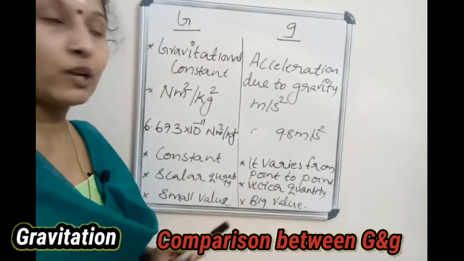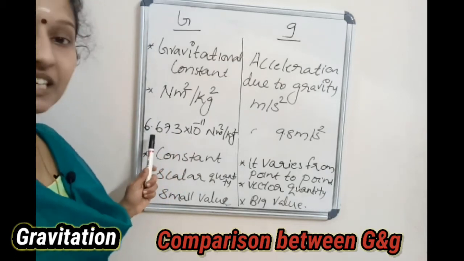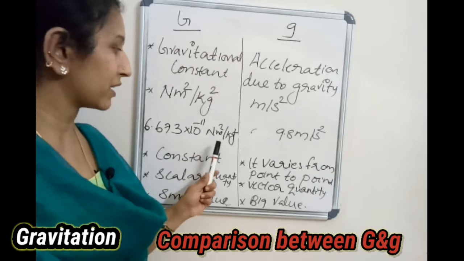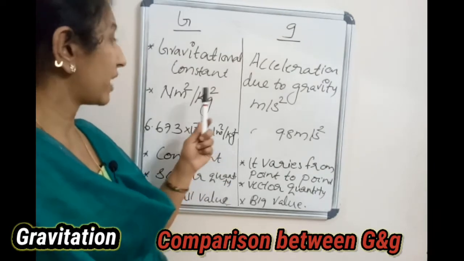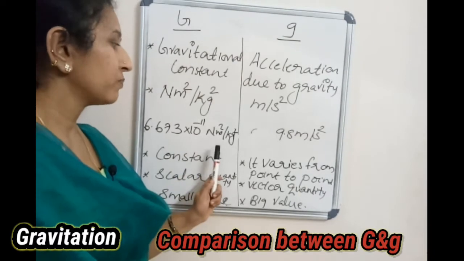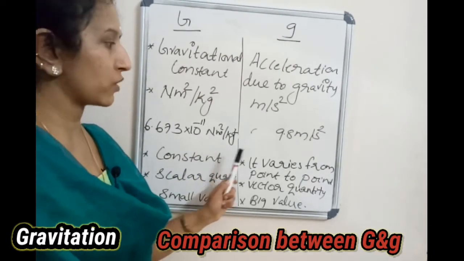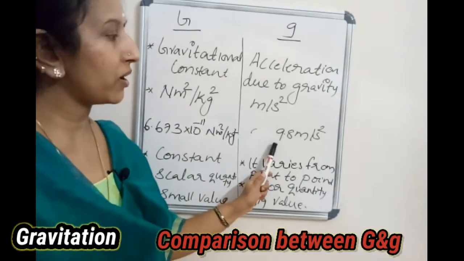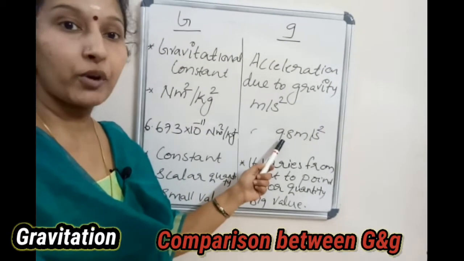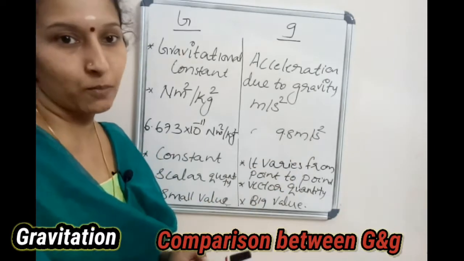And what about their value? The value of capital G is 6.673 into 10 raised to minus 11 Newton meter square per kilogram square. And here it is 9.8 meter per second square. So the value of small g is 9.8 meter per second square.